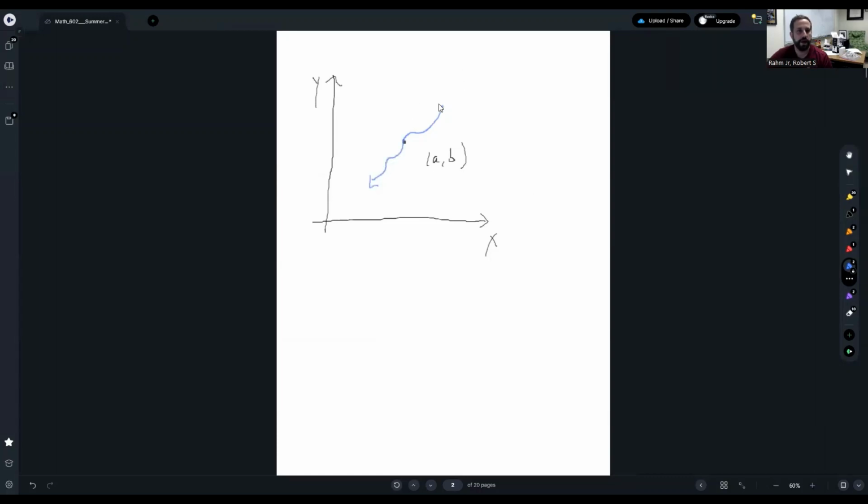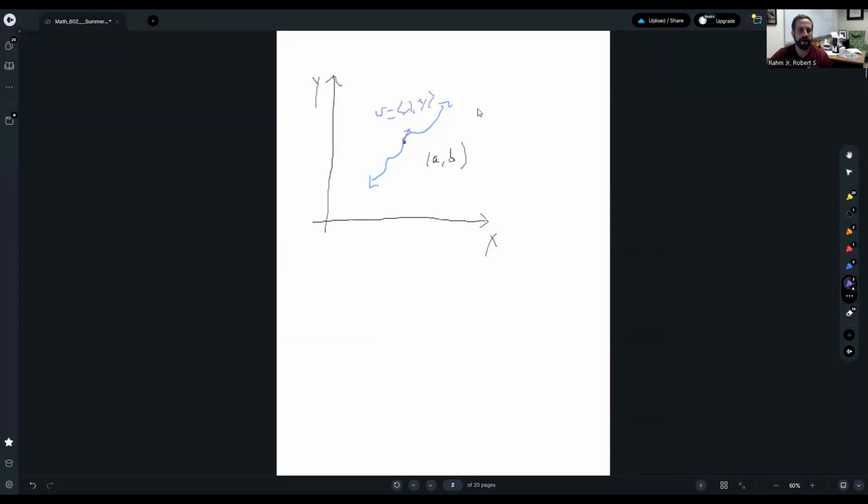This is going off that way, going off that way. We're just going to look locally about the point (a, b). And let's say that the tangent vector to the curve at this point is going in that direction. This vector is v, and we're going to call it lambda gamma.